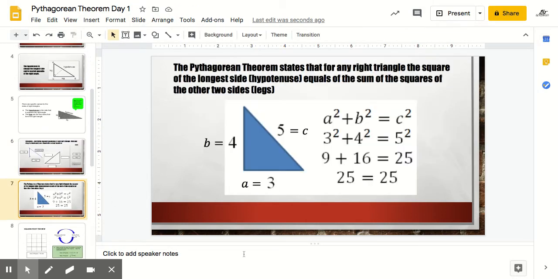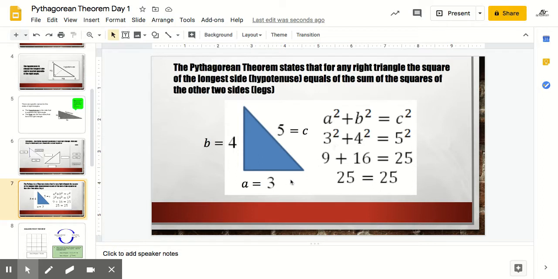All right. So again, just to reiterate before we do some practice with this, the Pythagorean theorem states that for any right triangle, the square of the longest side, which is the hypotenuse, equals the sum of the squares of the other two sides, or the legs. Okay, so again, here we have a right triangle. My hypotenuse is 5 right here. The Pythagorean theorem tells me that if I square that hypotenuse, it is going to be equal to the squares of the two legs added together.